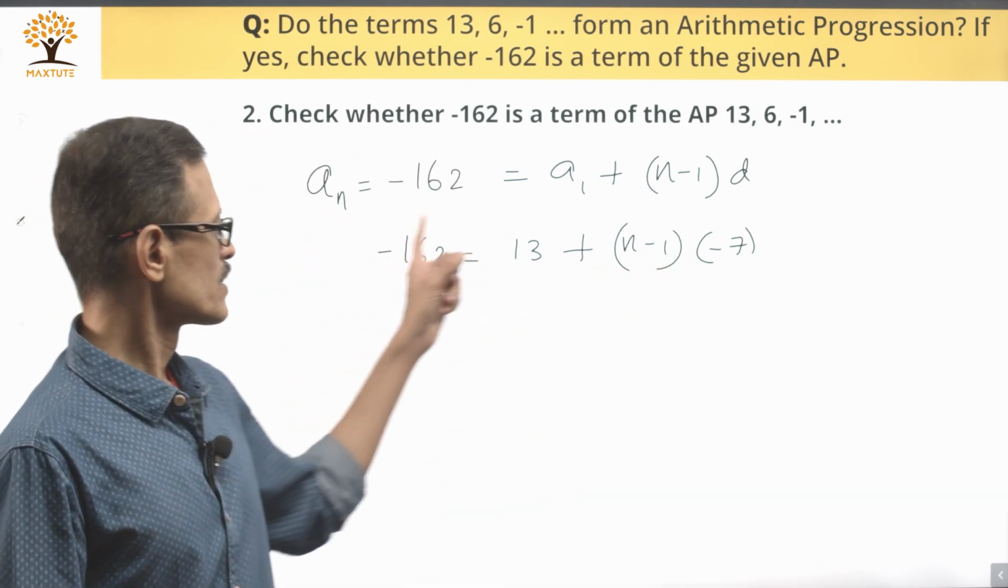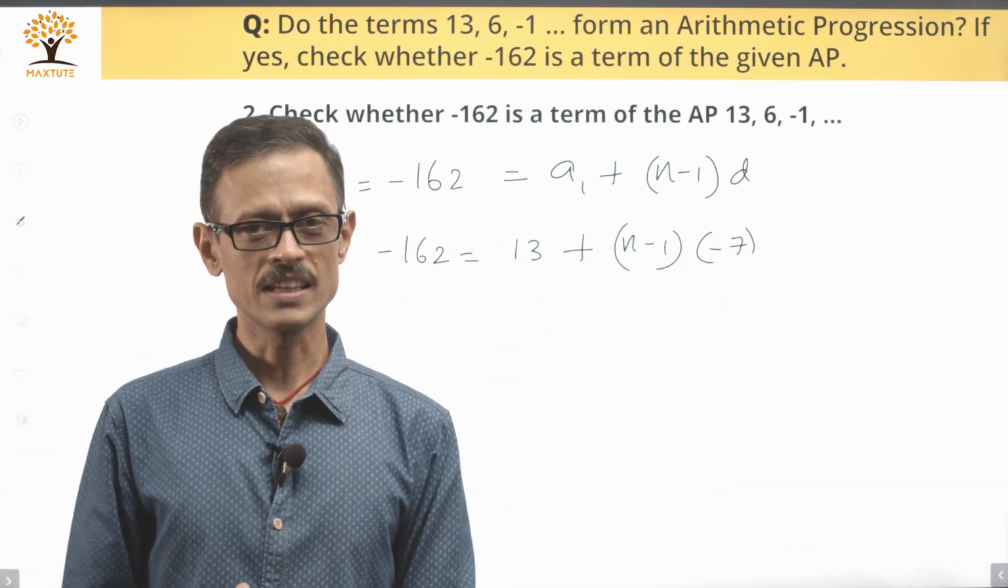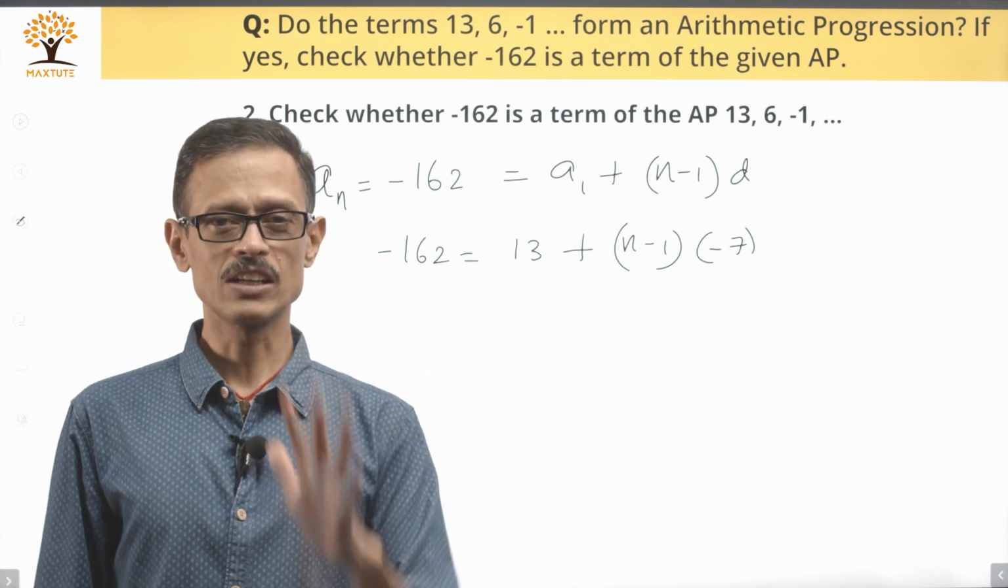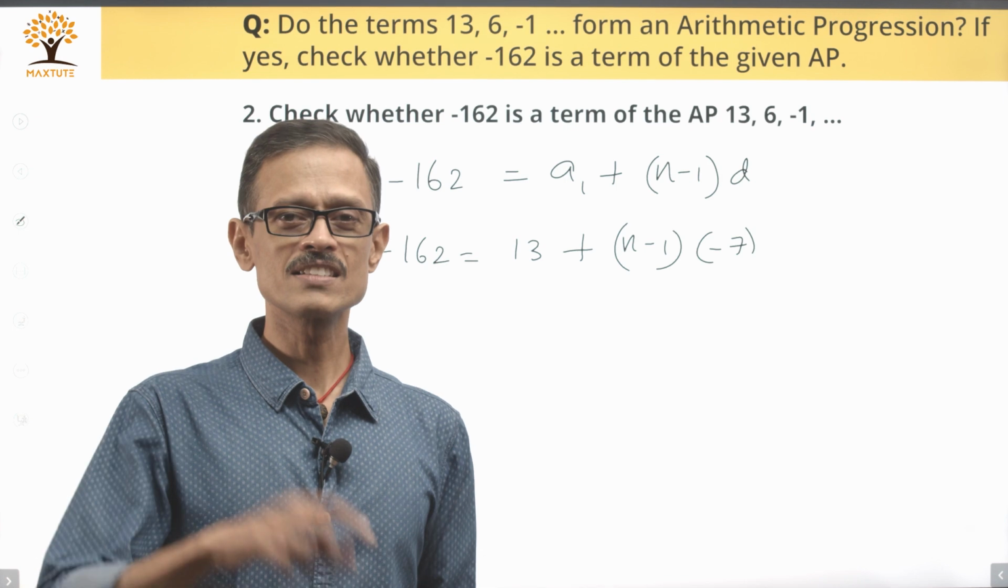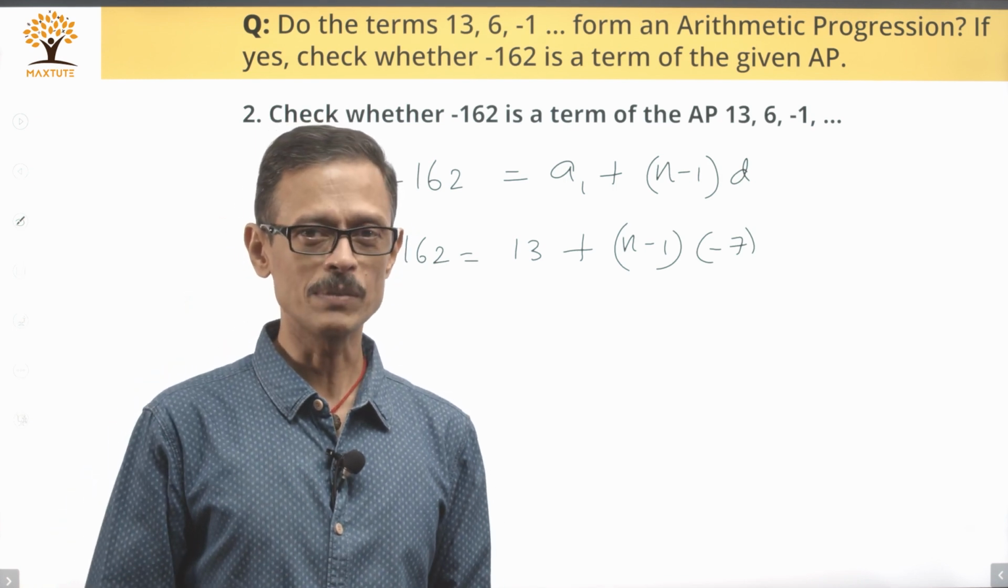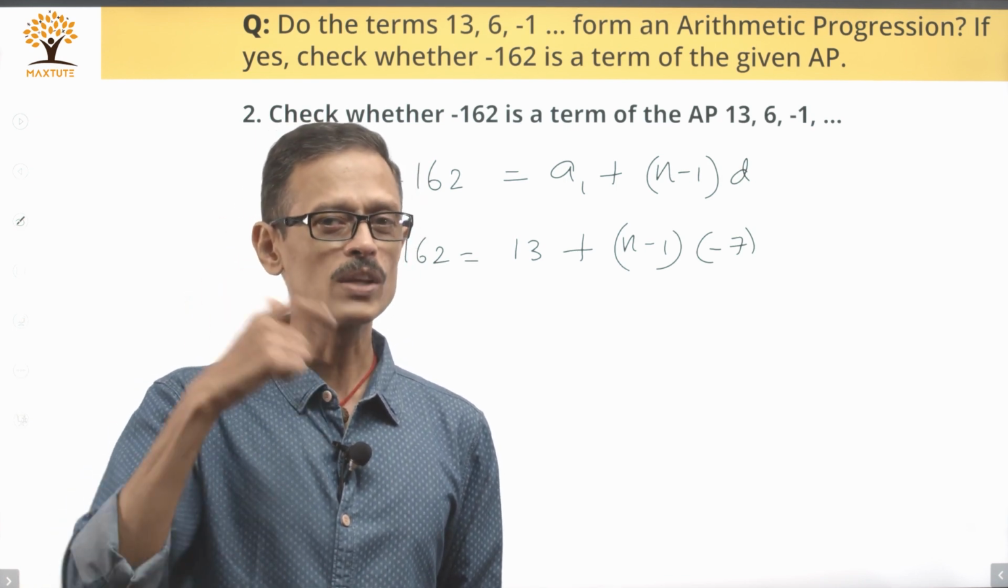Now, look at this equation. There is only one unknown, one variable, which is n. So, if I solve this equation, I am going to get the value of n. Now, what is the question? The question is not what is n, the question is: is minus 162 a term of this AP? Having got a value for n, how does one determine that?